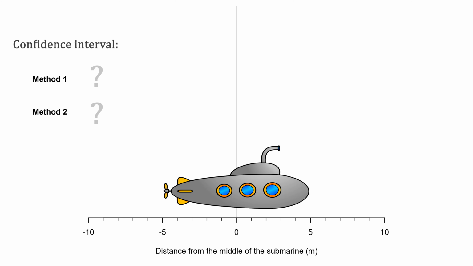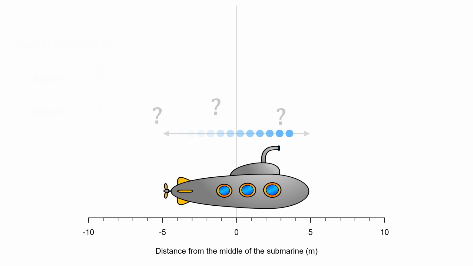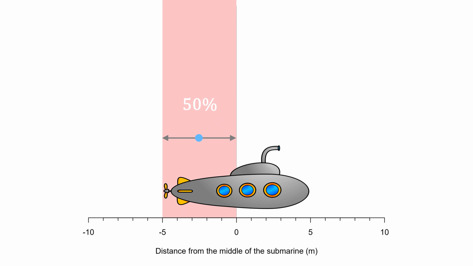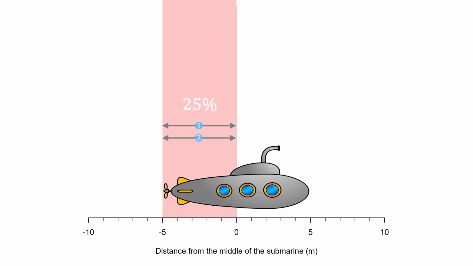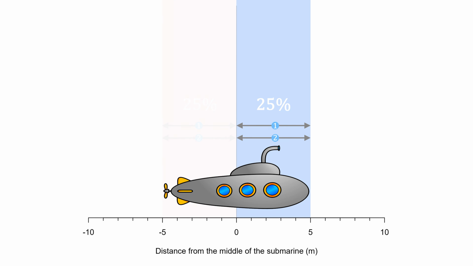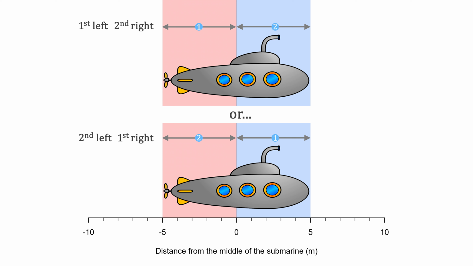The first procedure works as follows. If the bubbles arise anywhere along the length of the submarine with equal probability, then for a given bubble, there's a 50% chance of being on the left and a 50% chance of being on the right. That means there's a 25% chance that both bubbles are on the left and also a 25% chance that both bubbles are on the right. We're almost there because this leaves a 50% chance that one bubble is on one side and the other bubble is on the other side.